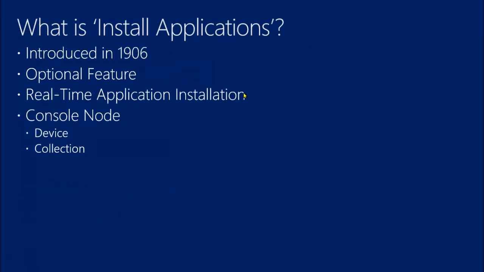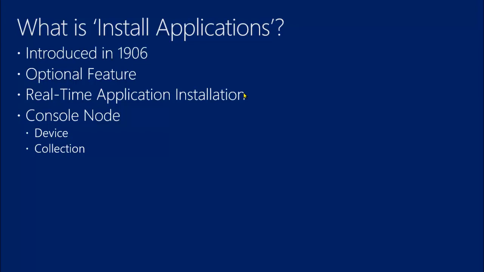So what is install application? Well, as already mentioned, it was introduced in 1906. This is an optional feature that you would need to add. But when you do, it gives you the ability to do real-time application installation, as close to real-time as you can get, right? And the way this works, and you'll see this more as we go along, is solely and completely across the high-speed notification channel. There is absolutely no client policy involved with making this work, right? That's why it works so quickly.